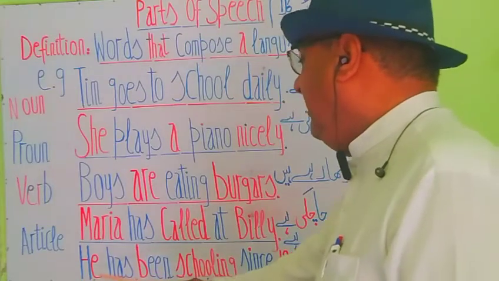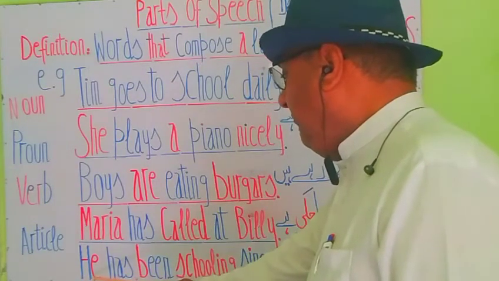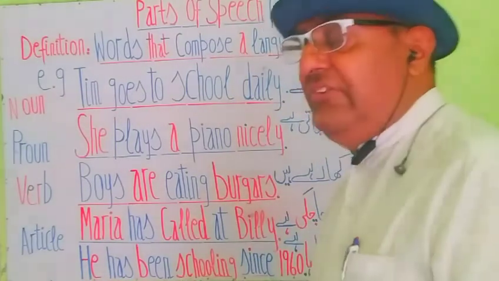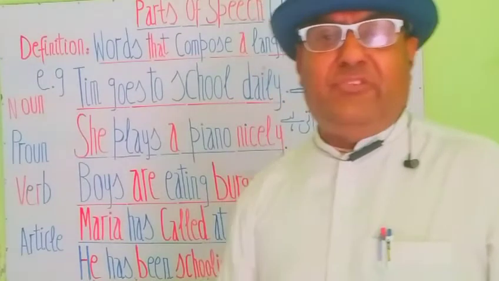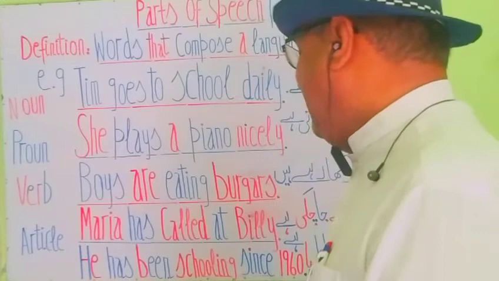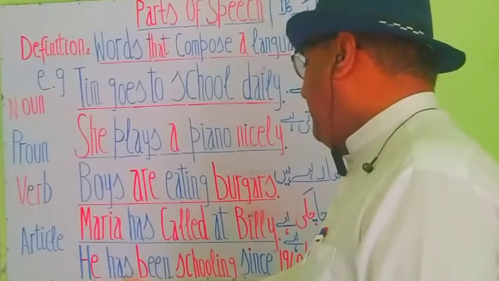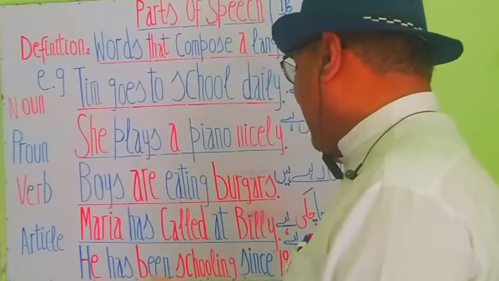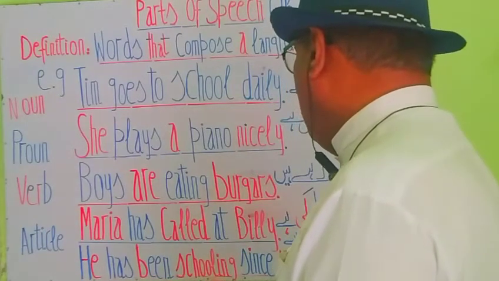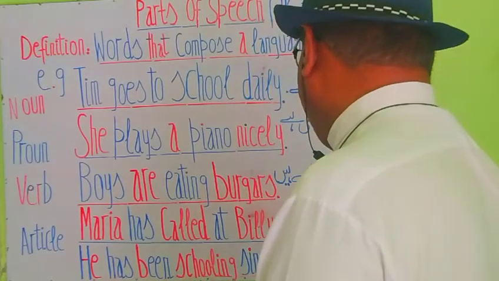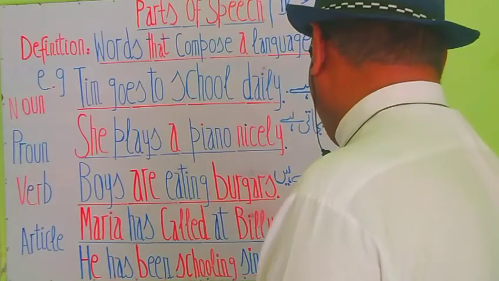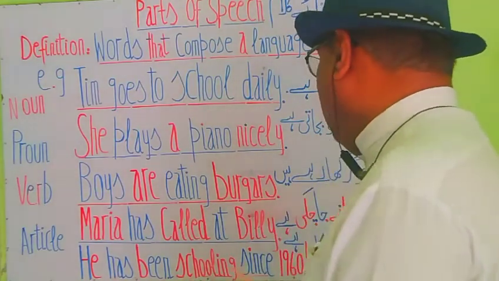In this phrase you see, he is a pronoun. He is a subject in this phrase. Pronouns have definitions. Words that are used in place of nouns are called pronouns. Has is an helping verb, and been is the third form of perfect tense, and schooling is a noun, and since 1960. वो 1960 से स्कूल जाता रहा है.